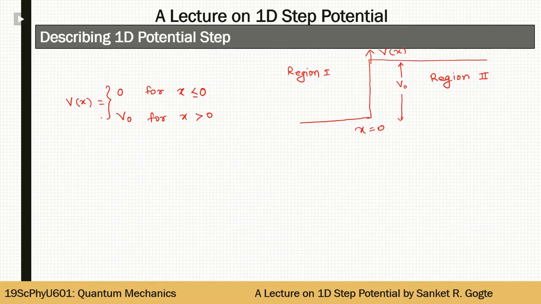So this is how you can write the potential, and because of this discontinuity, even when we write the Schrodinger's equation, we have to write it separately for the two parts and then match the two wave functions at the boundary at x is equal to 0. Let's now see that in detail.